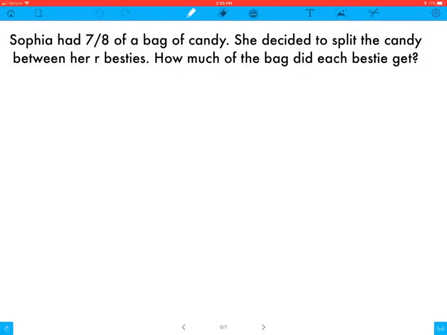Sophia had 7/8 of a bag of candy. She decided to split the candy between her 4 besties. Let's go ahead and change the R to a number. But how much of the bag did each bestie get?